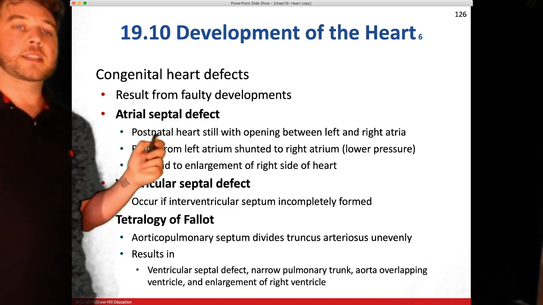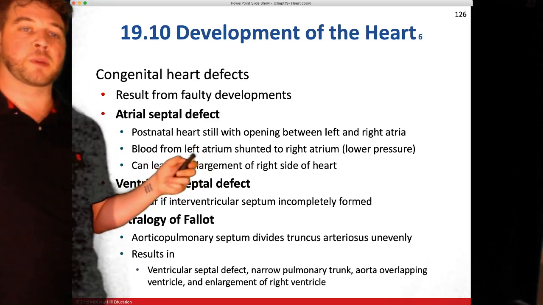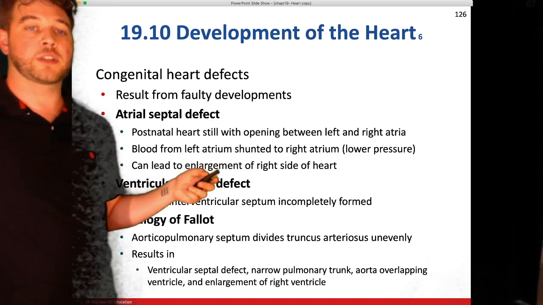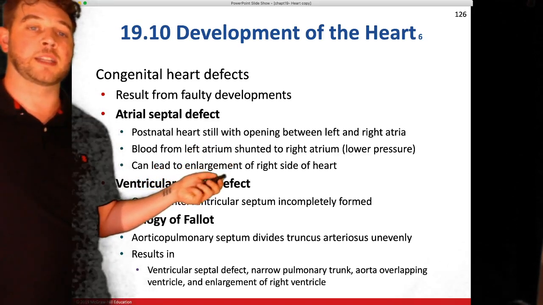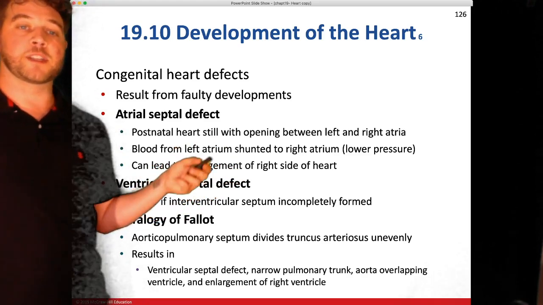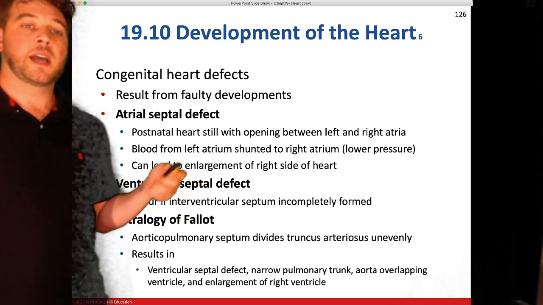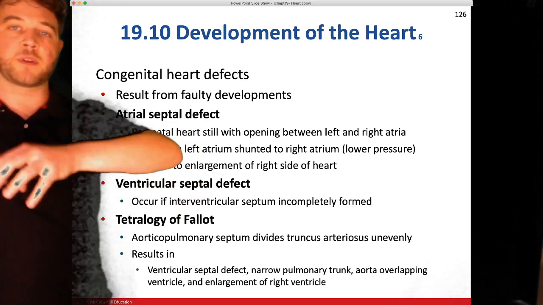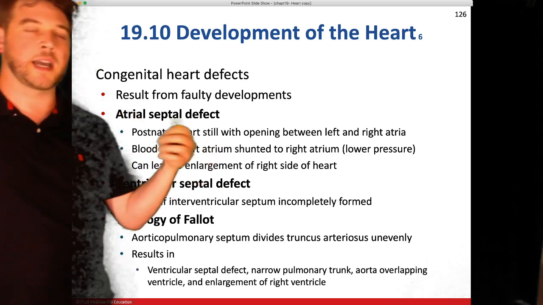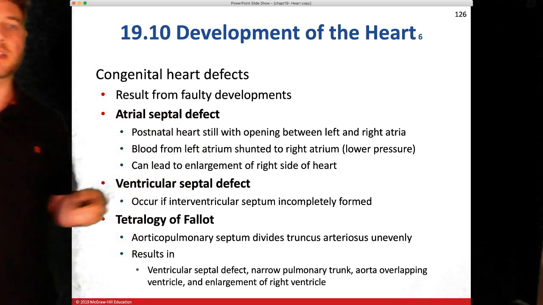Atrial septal defects. A postnatal heart still has an opening between the left and right atria. So blood from the left atrium is shunted into the right atrium, lowering its pressure and can lead to enlargement of the right side of the heart. Sometimes this will close up on its own. Sometimes they have to go in and actually perform surgery to close it up. But essentially you have this mixing of blood from the left side coming back into the right side. So this oxygenated blood is stretching the right side of the chamber further.